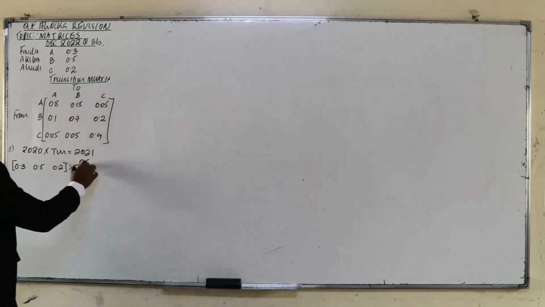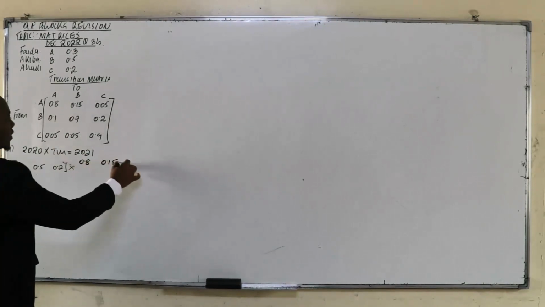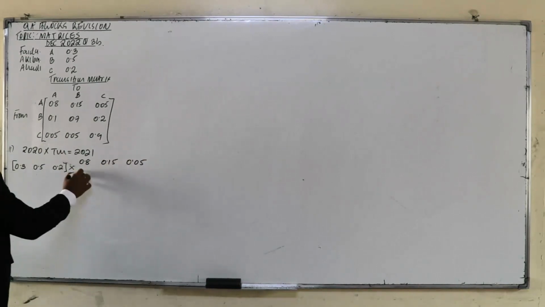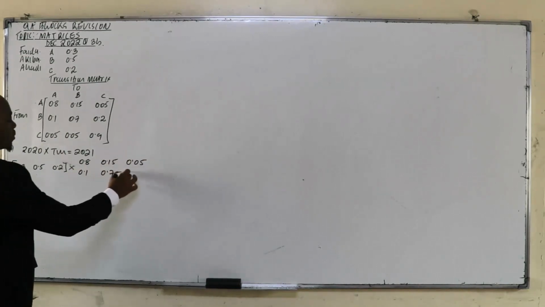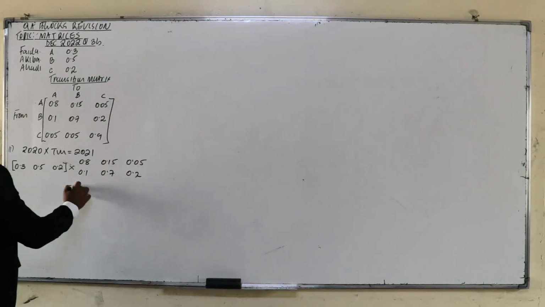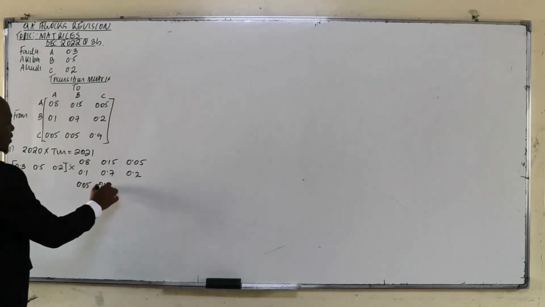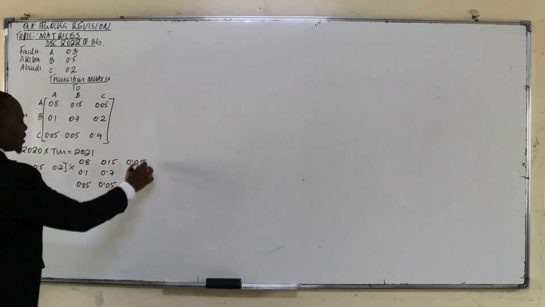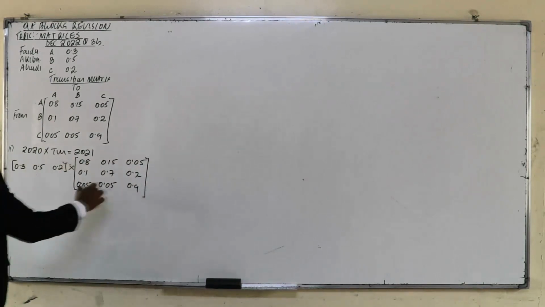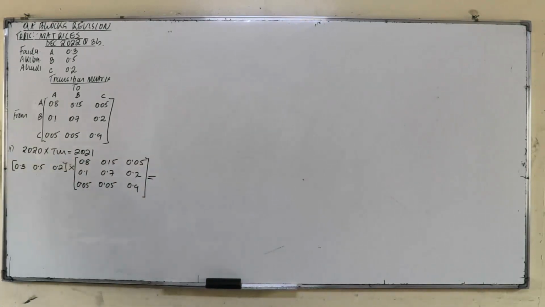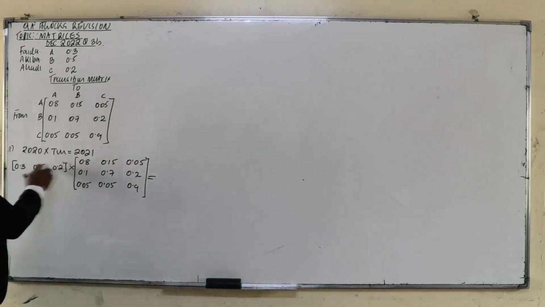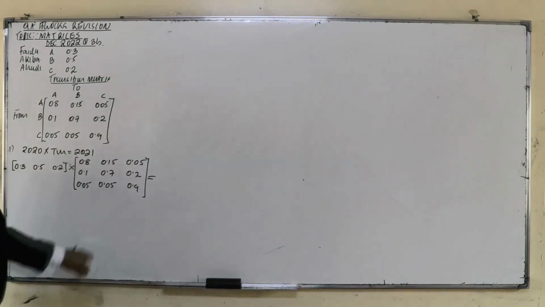So it's 0.8, 0.15, 0.05, 0.1, 0.7, 0.2, 0.05, 0.05, and 0.9. And that's how we get for 2021. You just do the first one and the second one. First row, first column, first row, second column. I'll do the third one.